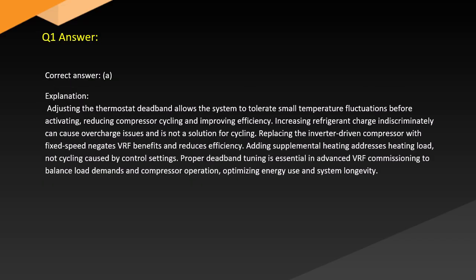Answer. Correct answer: A. Explanation. Adjusting the thermostat deadband allows the system to tolerate small temperature fluctuations before activating, reducing compressor cycling and improving efficiency. Increasing refrigerant charge indiscriminately can cause overcharge issues and is not a solution for cycling. Replacing the inverter-driven compressor with fixed speed negates VRF benefits and reduces efficiency. Adding supplemental heating addresses heating load, not cycling caused by control settings.